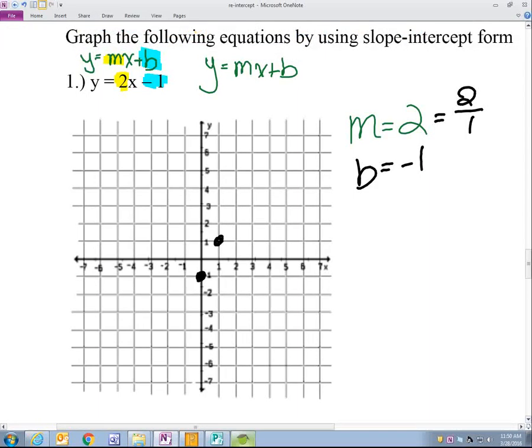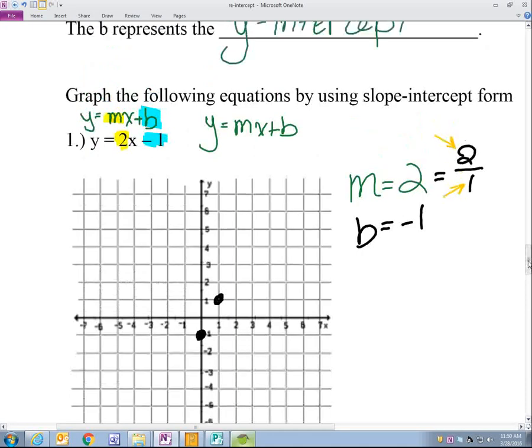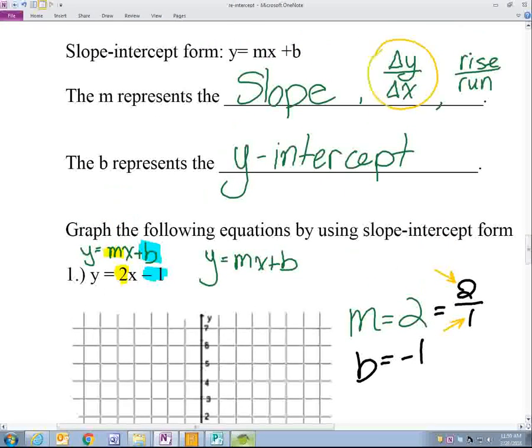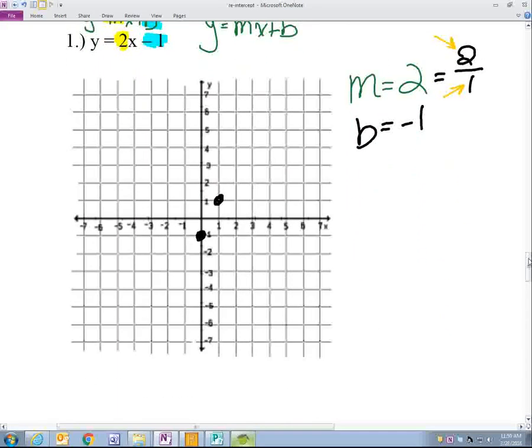I lost a lot of last period here, but they followed me after the second one, so I'm going to say it again. Since this is rise over run, as you guys just wrote down right here, change in y over change in x, rise over run. It's rising a positive 2, so it's 1, 2, and it's running a positive 1. So my change in y is 2, my change in x is 1.